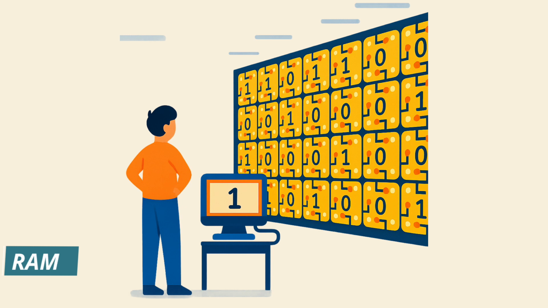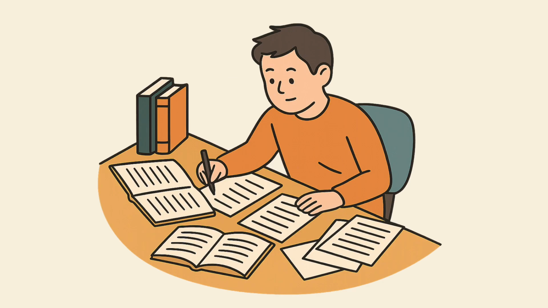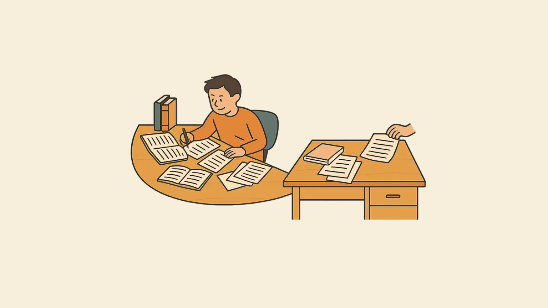Now that we know computers use tiny switches to store bits, let's explore how they organize those bits while working. The first stop is RAM. RAM stands for Random Access Memory. Think of RAM as your desk at work. It's the space where you spread out papers, open books, and keep things you're using right now. The bigger the desk, the more you can keep in front of you. The smaller the desk, the more often you have to put things away and fetch them again.